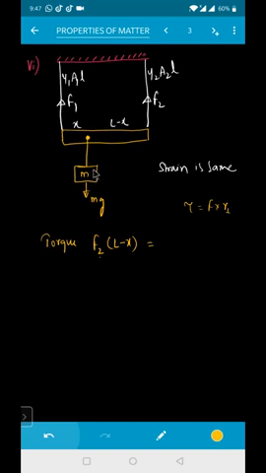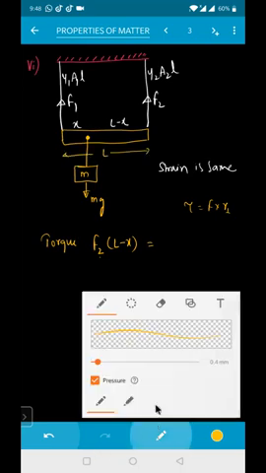So what is that value? F2 into the total length of this rod, L, must be equal to what? For F1, the distance is x. I'm applying the torque at one end. That means force into total length will be capital L.